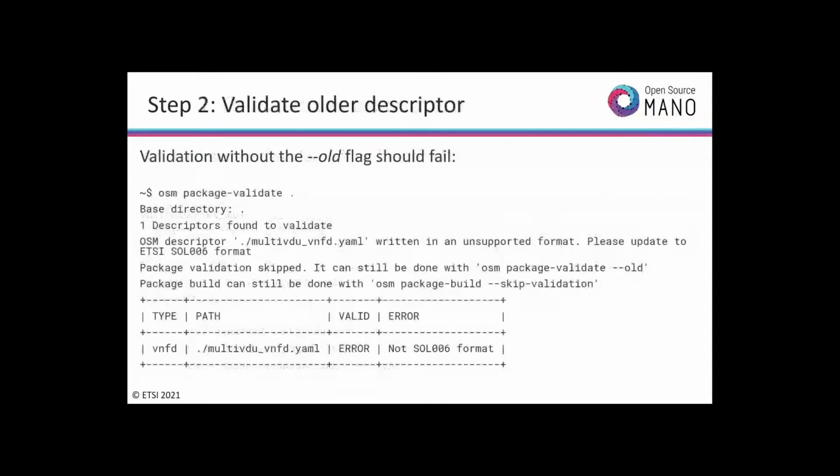Okay. Now, if you run the package validate command with the client, you will see this error telling you that it's not in SOL6 format. Okay. And again, if you run it with the --old option, this validation will indeed say it is okay, because it will be validating it against the older information model. So that's what we want. We want to verify that this package is on the older version and not in SOL6.